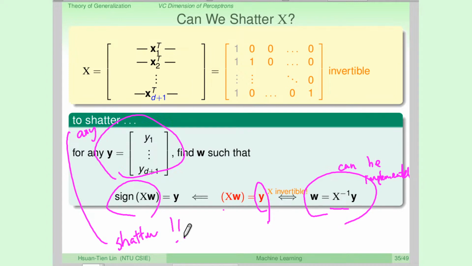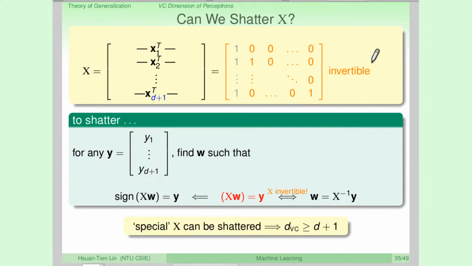Yay! By taking this invertible matrix, actually you can take any invertible matrix. I just take a simpler one to justify the claim, one that you may be able to imagine is invertible more easily. But as long as you take an invertible X, you can produce any dichotomy by the argument below. And therefore, by having this special X be shattered, we prove that the VC dimension is greater than or equal to d plus 1. Half done. Yay!